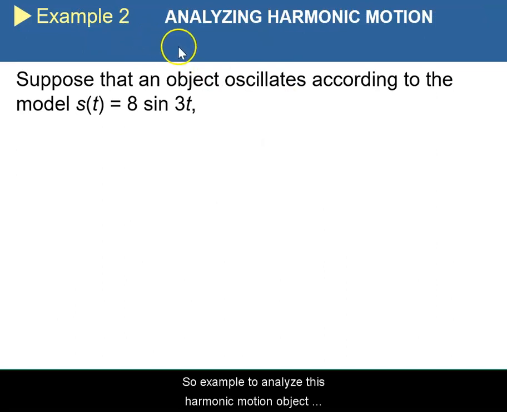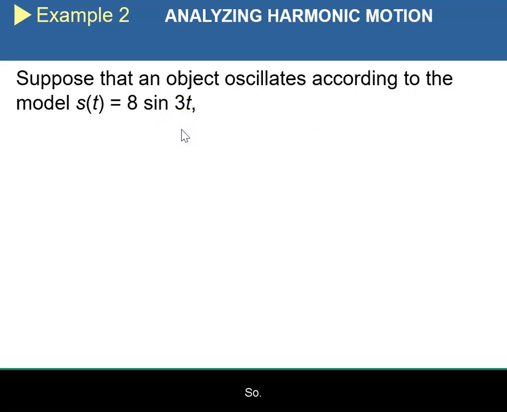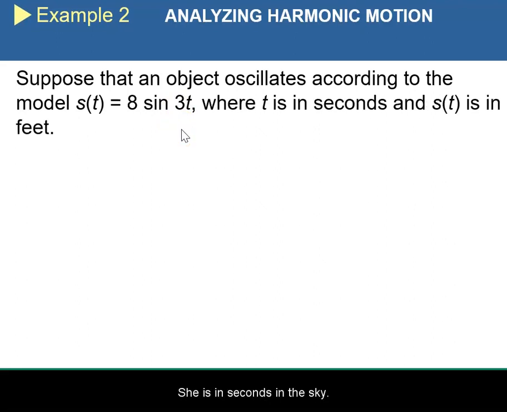So example 2, let's analyze this harmonic motion. Let's suppose that an object oscillates according to the model s of t equals 8 sine 3t. So we know that my amplitude is 8, and we can figure out what the period and the frequency are here by dividing 2 pi by 3, right? So t is in seconds in this case, and s of t is in feet.